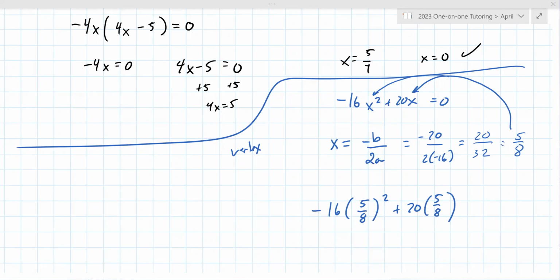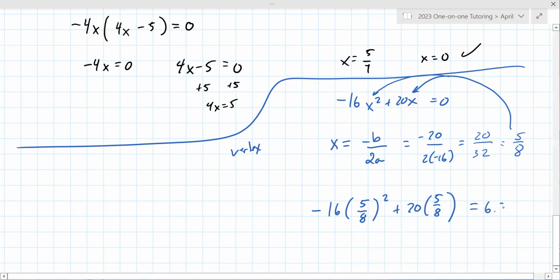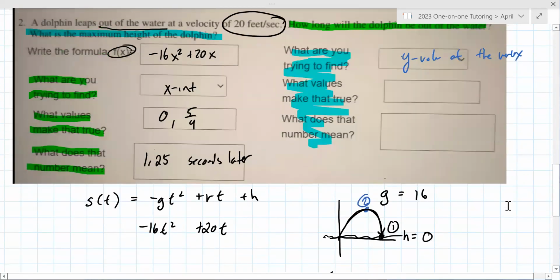Got 6.5 or 6.25. Yes, and that's the Y value of the vertex. Now there's only one Y value here. I don't know if that was a typo by the instructor, but in this case, there's just that value, and it is the max height of the dolphin.